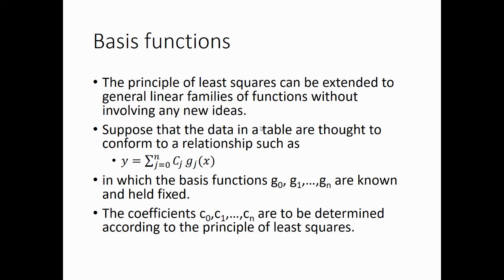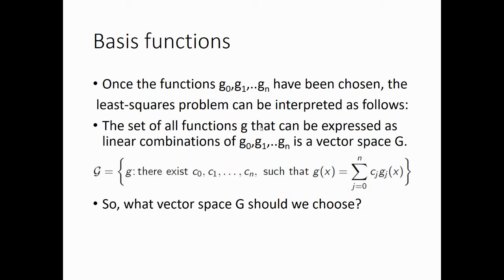So suppose that the data in the table are thought to conform to some relationship such as y is equal to a sum of some coefficients times a function or a set of functions g of x. These are the basis functions g0, g1 to gn, and they're known and they're held fixed. And then we determine the coefficients c0 to cn according to the principle of least squares. So the question is what basis functions do we choose?